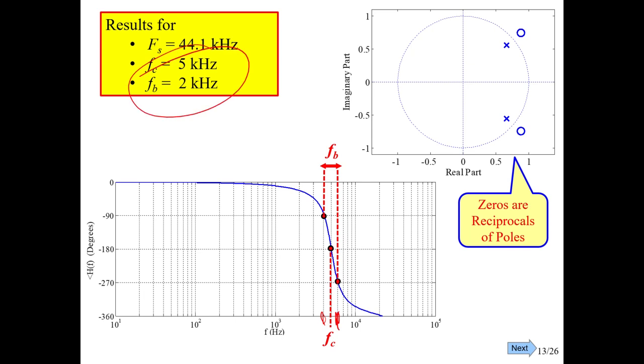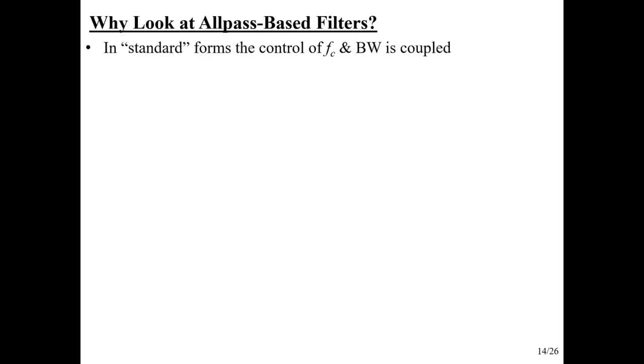I have it right up there. FC is equal to 5K, FB is equal to 2K, and our standard audio sampling rate. So we see where our poles and zeros are. We see the characteristic nature or impact of the warping of the bilinear transform. But because we did this with pre-warping, our FC ends up exactly where we want it to be. Okay, so nice, we've got those.